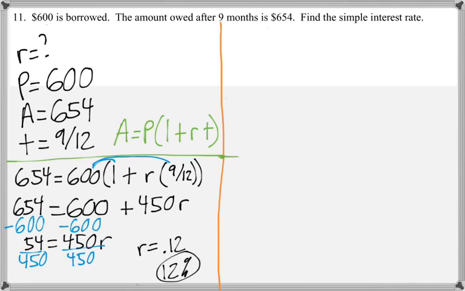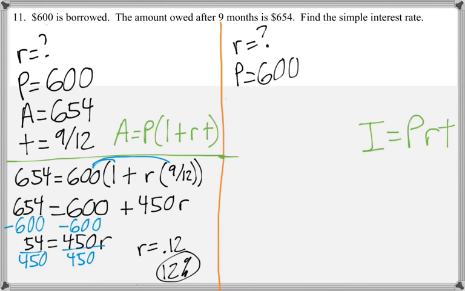The second way of doing this problem is to use the I formula. So I is equal to P times R times T. So I'm going to define my variables again. So I'm looking for R. I know P is equal to 600. My interest is equal to my future value minus my present value, because I know if I end up with 654 and I started with 600, then that is $54 of interest, and T is equal to 9/12.